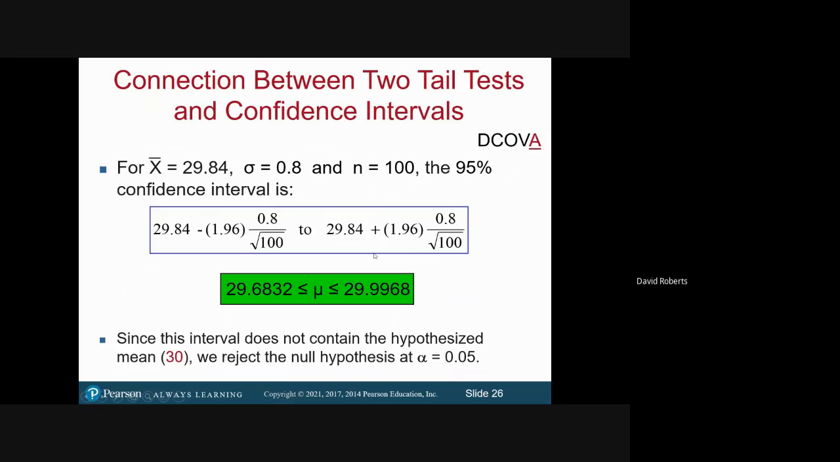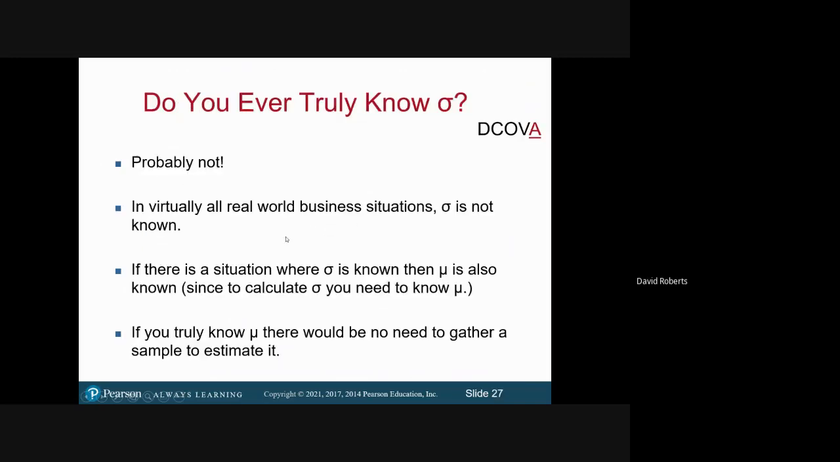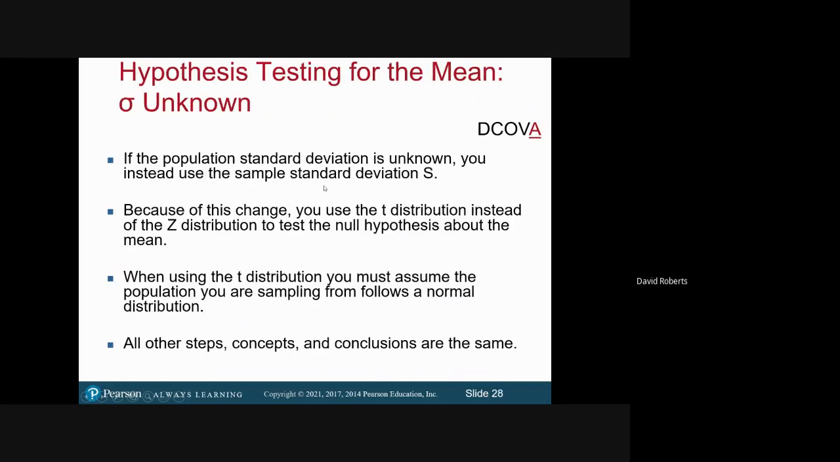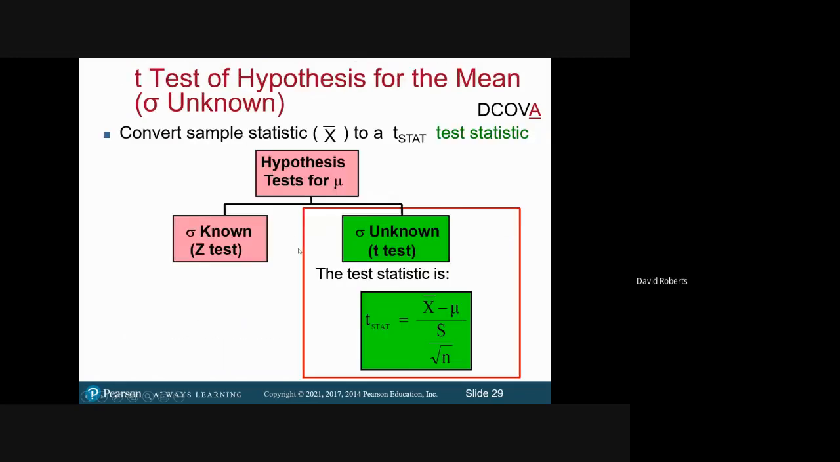So you can use either methodology, but we will use both. The most common way is to do a hypothesis test, not to use confidence intervals, but you can use both. Do you ever truly know the standard deviation of the population? Not really. All right, so the same kind of steps, except you use t instead of z.